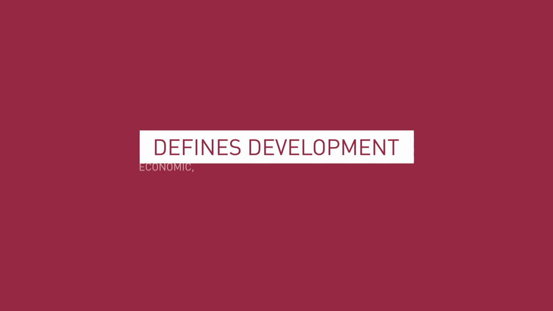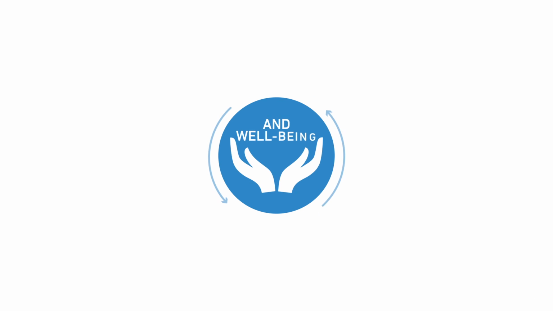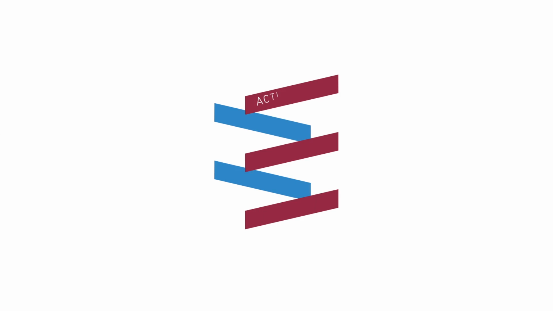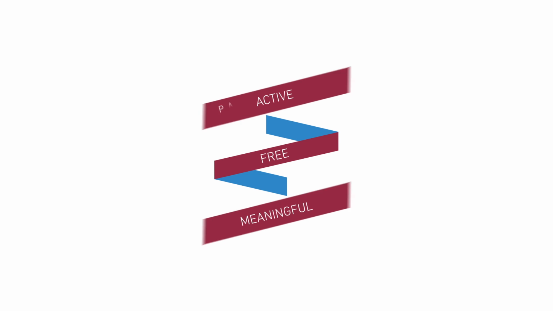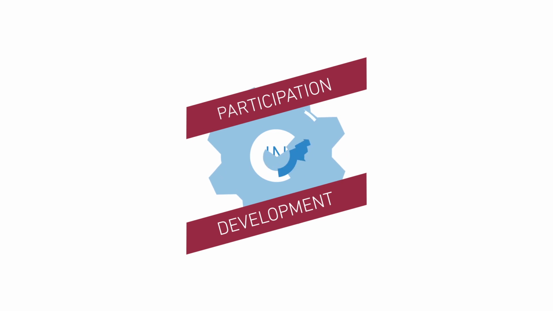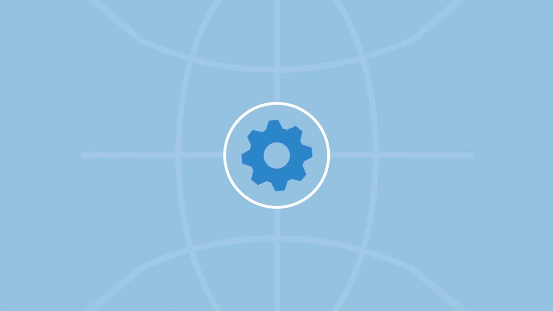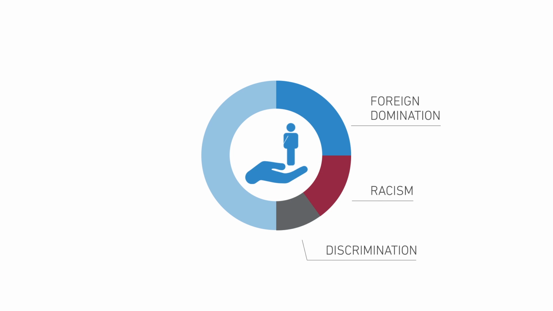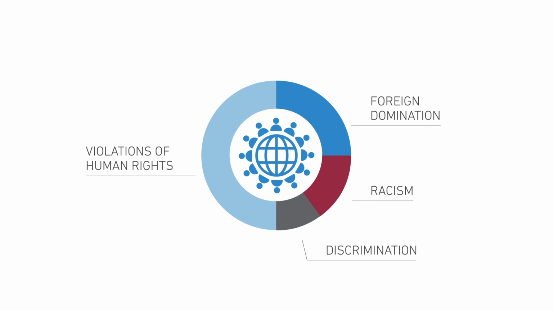This declaration defines development as an economic, social, cultural, and political process aimed at the constant improvement and well-being of the entire population. It made development the right of all individuals and peoples, called for active, free, and meaningful participation in development and fair distribution of its benefits. It rejected foreign domination, racism, discrimination, and all violations of human rights.